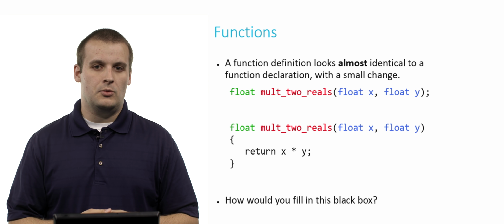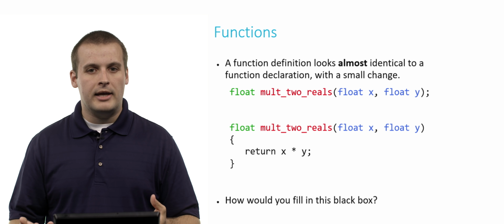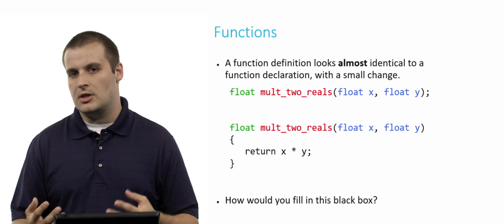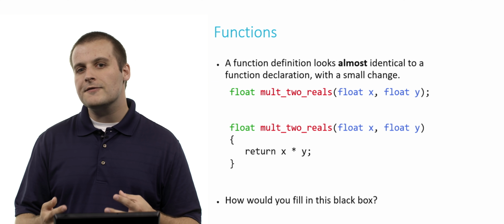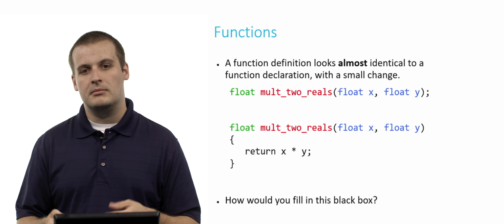Here's another way to implement it. We could just return x times y. x is a float, y is a float, so x times y is also a float. We don't even need to create another variable. So that's a different way to implement the exact same black box.